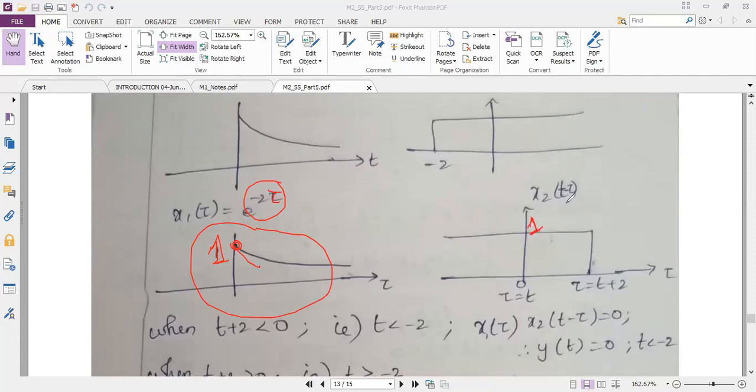So x2 of t minus tau, you know how to do that. This is the reciprocation of the previous graph, x2 of minus tau. Actually, the shifting is x2 of minus tau, but I want t minus tau. So I'm sorry, this is not x2 of minus tau. This is x2 of tau only. So x2 of t minus tau is this diagram.